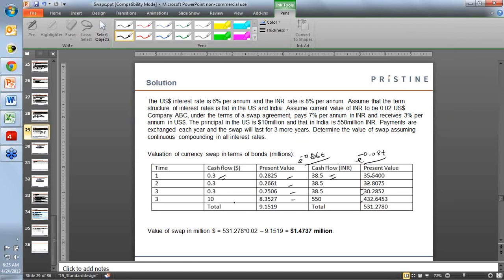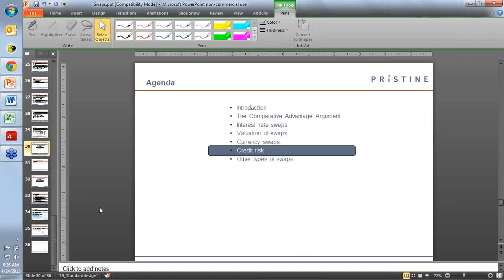And eventually there will also be an exchange of the principal payments, so that is also shown here. So based on the sum of these present values, we can simply get the present value of the swaps in the different currencies. Then we'll convert the present value of the rupee payments into the dollar value, and we'll subtract these two values to get the value of the swap. So this will be $1.47 million. I will actually be sharing the Excel files containing the solutions for these questions in case you have doubts.